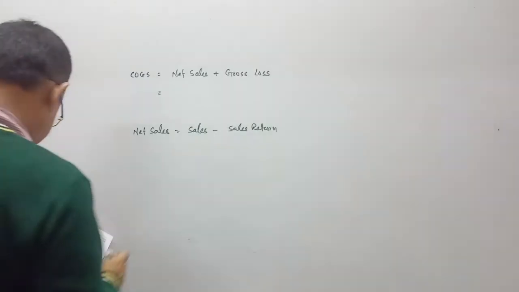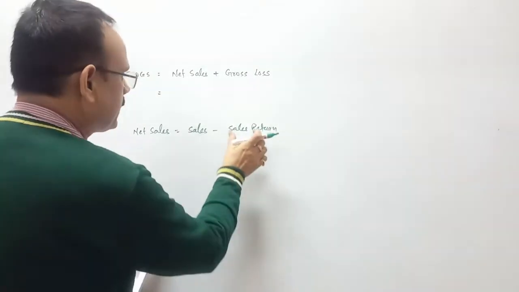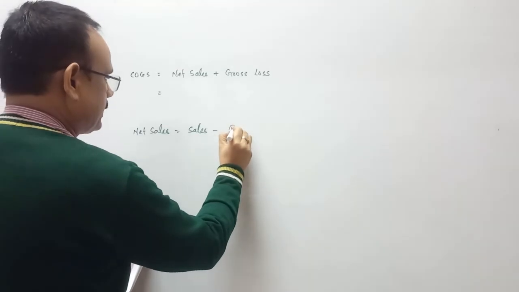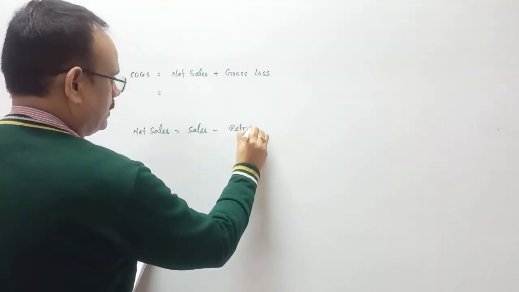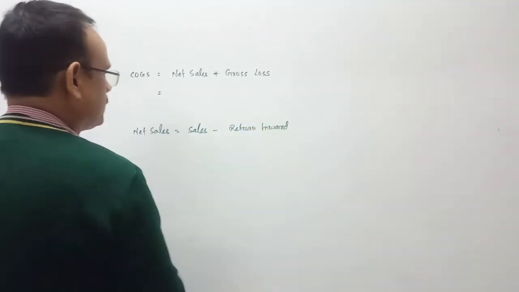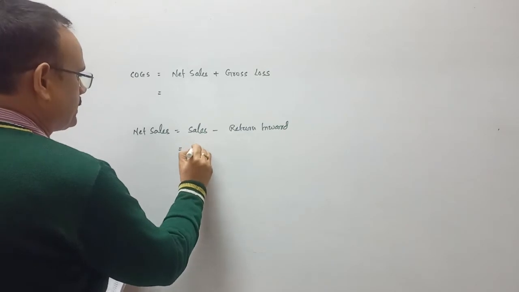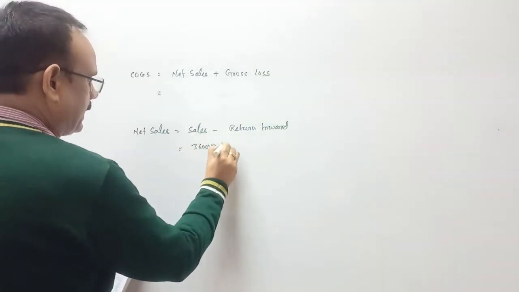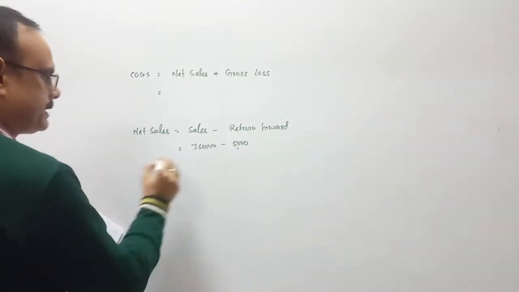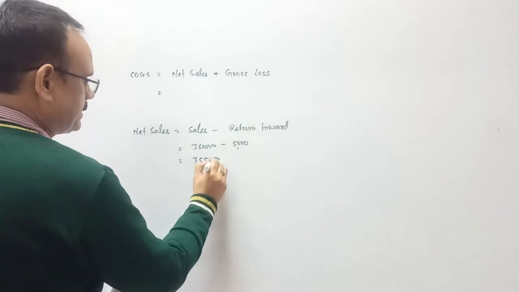Sales return and return inward are both the same. So net sales is sales minus return inward. Sales given in the question is 3,60,000 and return inward is 5,000. Return inward means sales return. So net sales is 3,55,000.